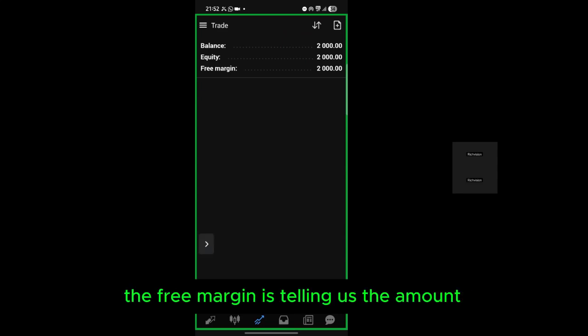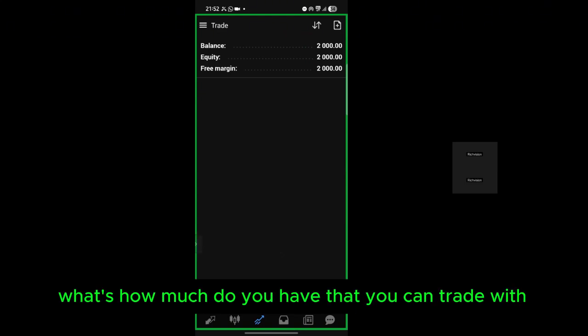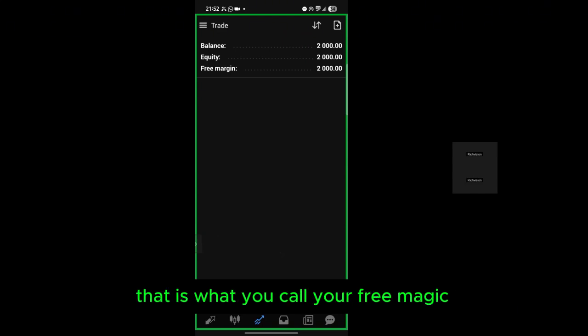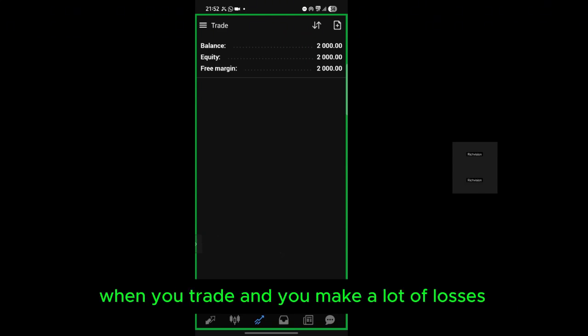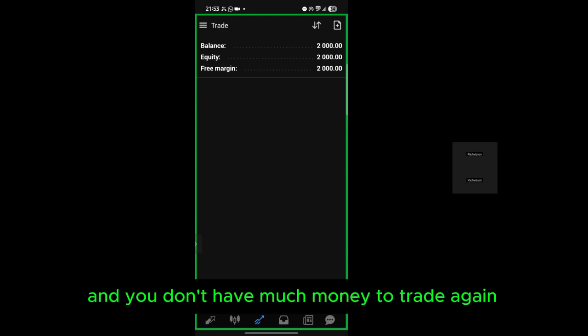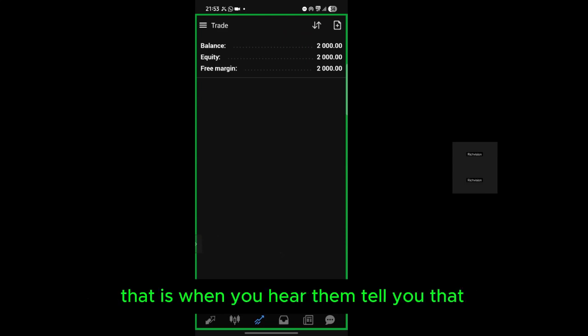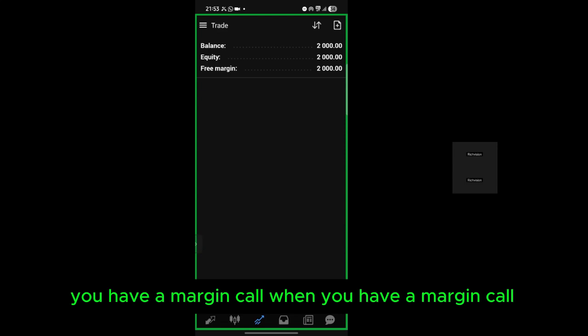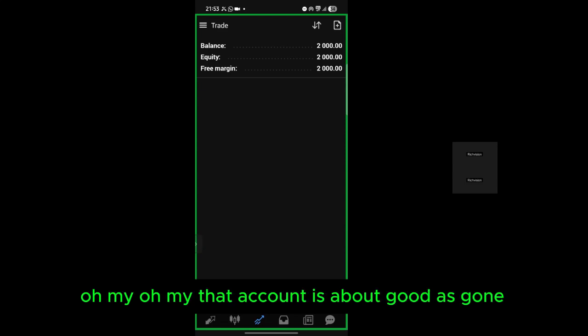The free margin is telling us how much you have that you can trade with. That is what you call your free margin. When you trade and you make a lot of losses and you don't have much money to trade again, that is when you hear them tell you that you have a margin call. When you have a margin call, oh my, that account is as good as gone.